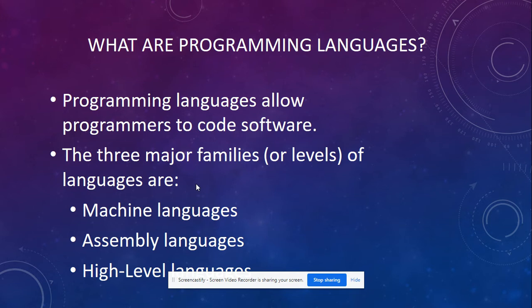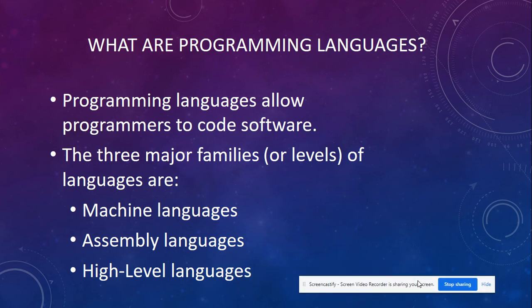Okay, what are programming languages? Okay, we're talking about languages now. Programming languages allow programmers to code software. Okay, we got three major families, or levels of languages. We got machine language, assembler language, and high-level languages. We will only be programming in high-level languages. But it's important that you know what machine languages and assembler languages are.